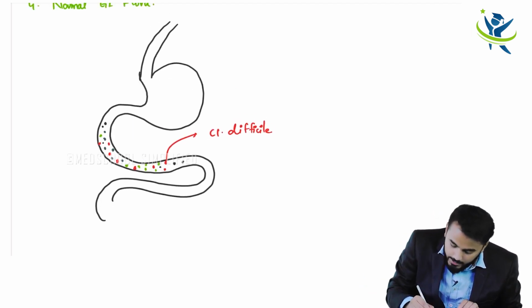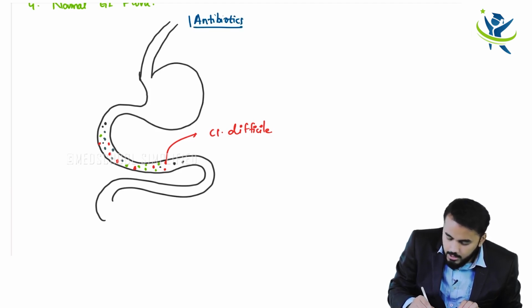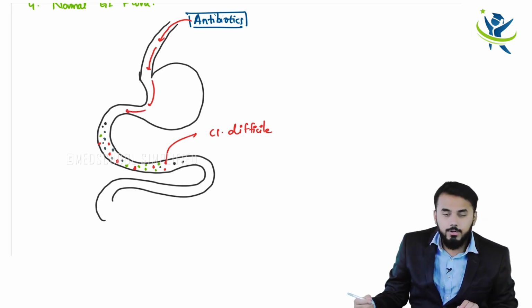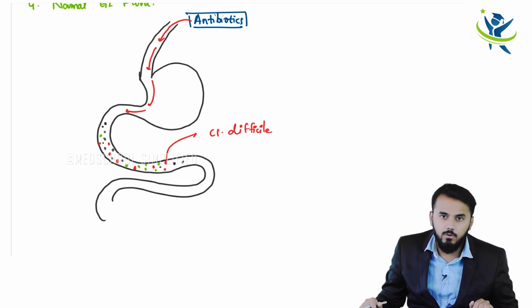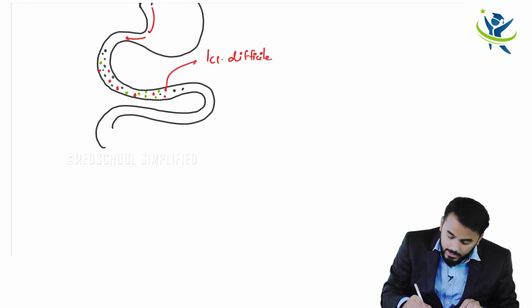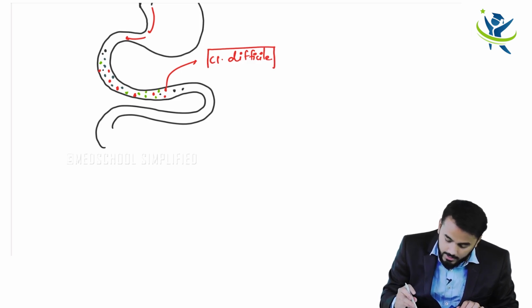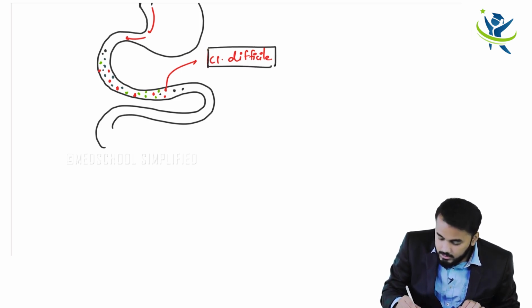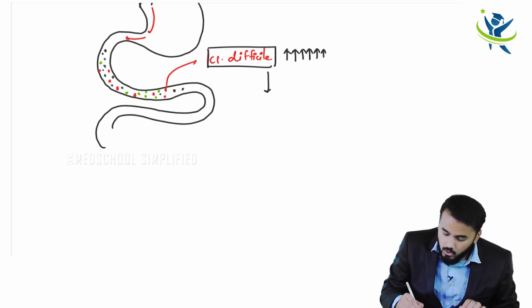Now, whenever I am taking antibiotics, what are these antibiotics doing? These antibiotics will travel all the way like this. And what are they going to do? They are going to kill down all the GI flora. When they kill down all the GI flora, leaving Clostridium difficile, the concentrations of Clostridium difficile keep on increasing. And that is what causes pathogenicity.